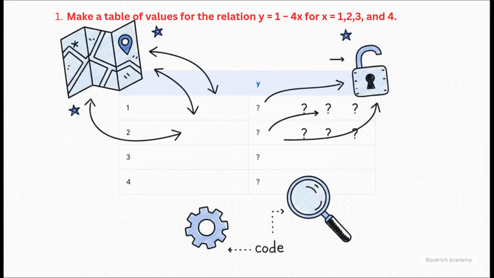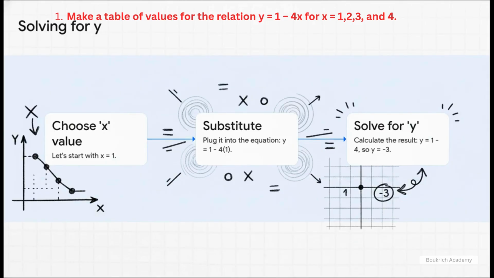Okay, so our mission is to complete this map. We've got our x inputs 1, 2, 3, and 4. Our job is to use our code y equals 1 minus 4x to figure out the corresponding y value for each and every one of them. Let's just see how simple this process really is.